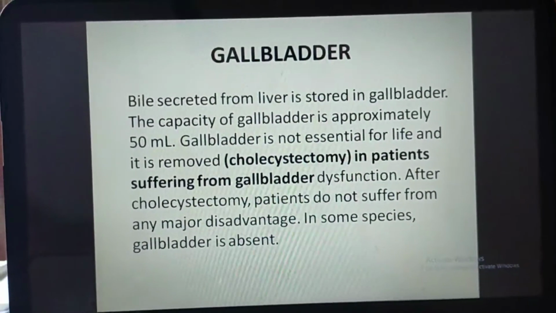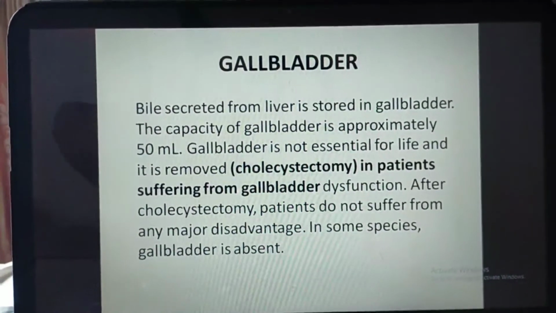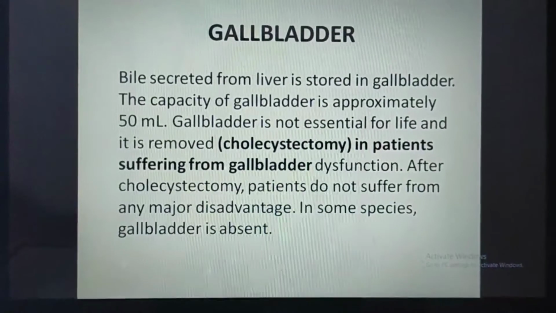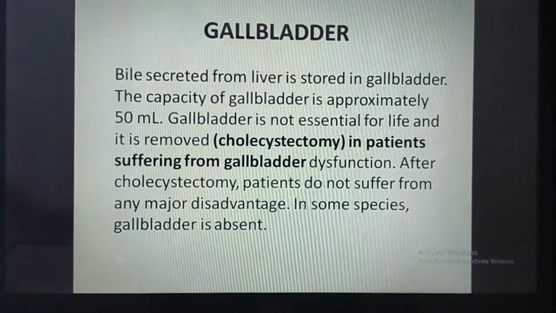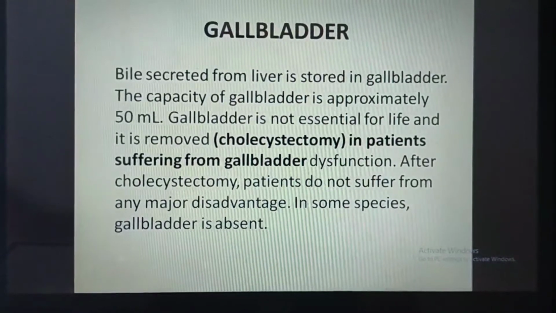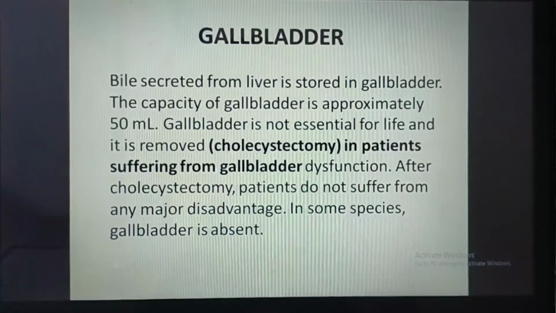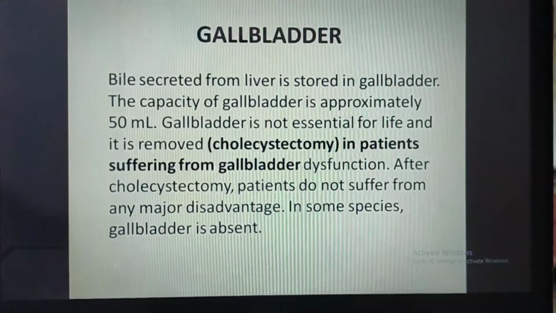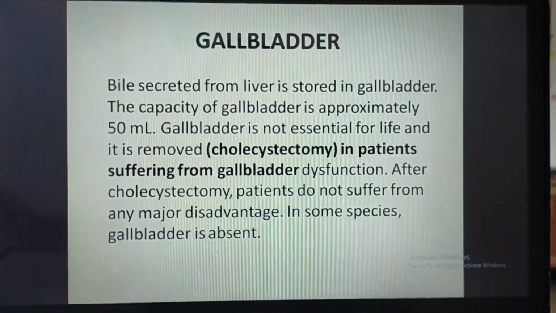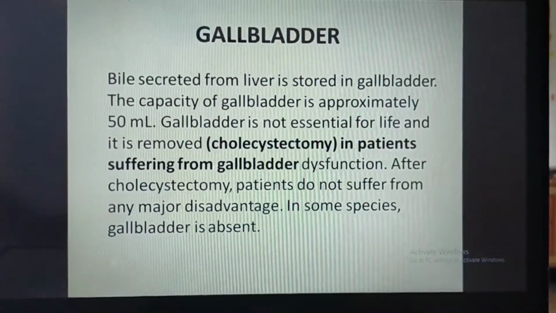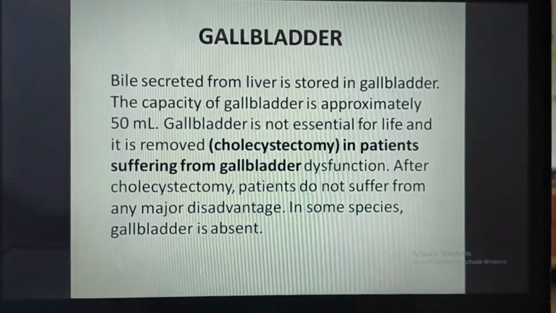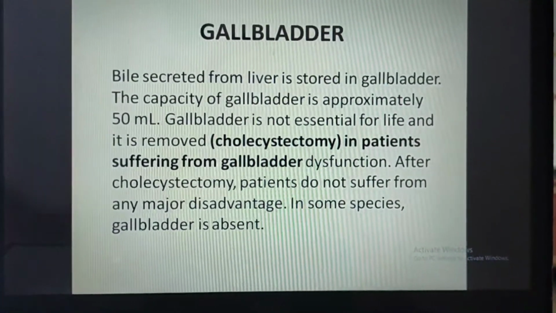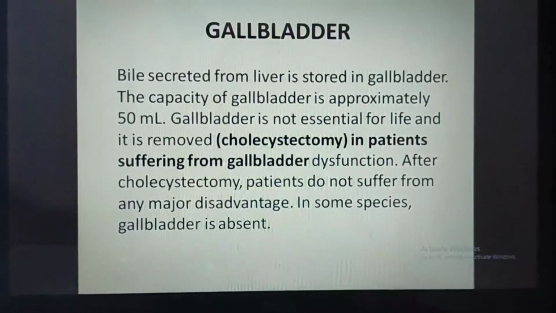So this was all about the liver. Now we'll talk about the gallbladder. Bile secreted from liver is stored in gallbladder. The capacity of gallbladder is approximately 50 ml. Gallbladder is not essential for life and it is removed, which is called the cholecystectomy, in patients suffering from gallbladder dysfunction. After cholecystectomy, patients do not suffer from any major disadvantage. In some species, gallbladder is absent also.